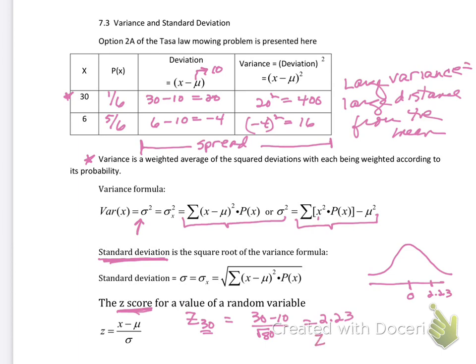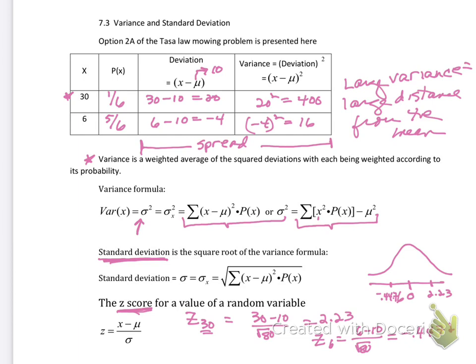So then if we have z of 6, by definition, that's going to be 6 minus 10 over, same thing, radical 80, and that gives me a z-score of negative 0.4472, and that indicates that it's below the average, which is something we already know. Okay, so that's just a little insight into z-scores.